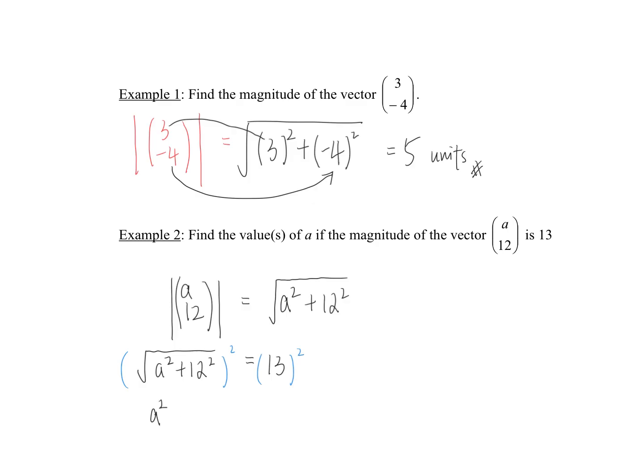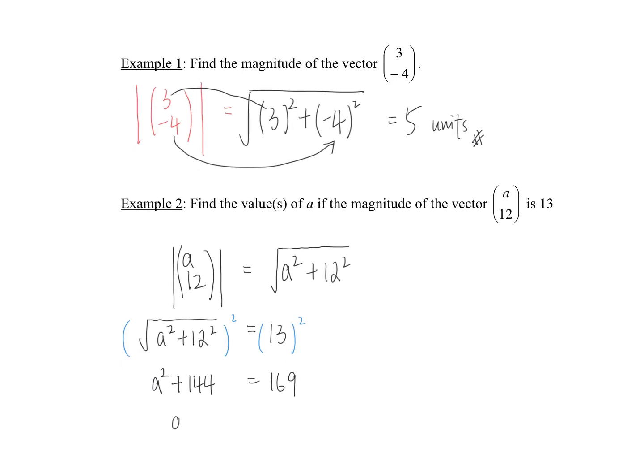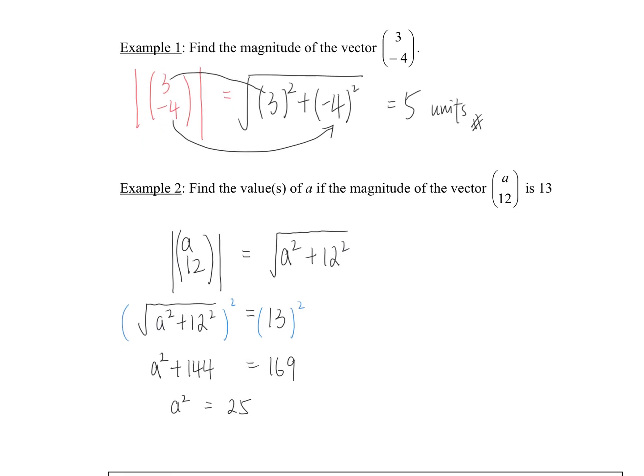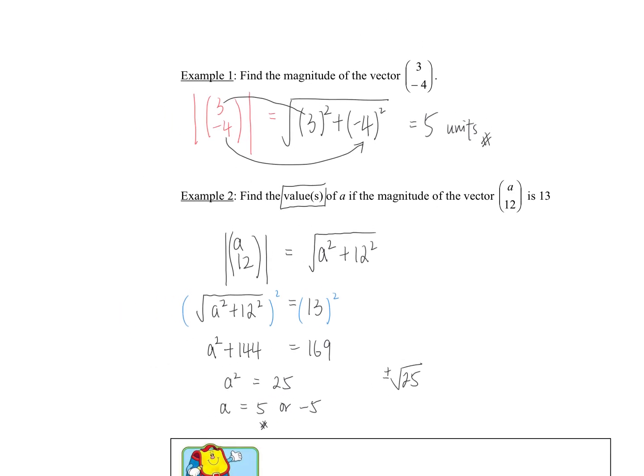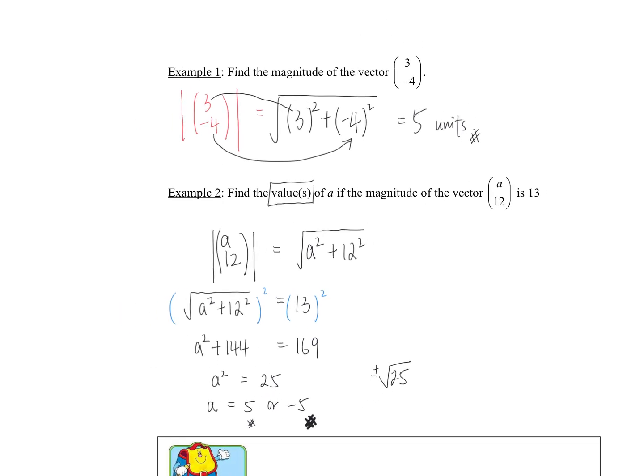So we are left with A squared plus 144 equals 169. So A squared is 25, so A is 5 or negative 5. When you take the square root, there are always two answers, one plus, one minus. That's why they gave you a hint, find the values of A. Maybe we reject the minus. Don't reject, it's one of the possible answers.